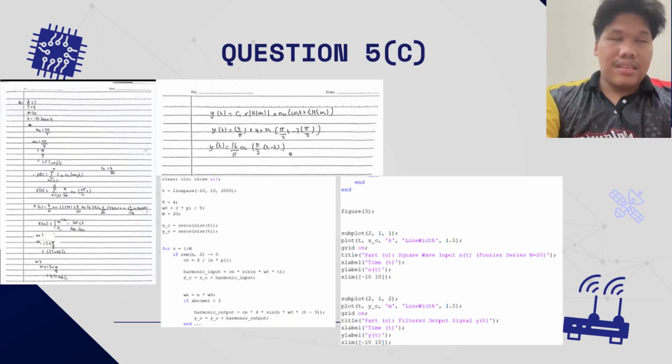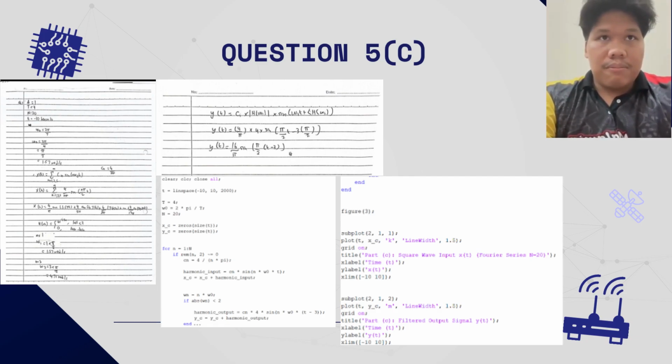For part C, we approximate a periodic square wave using a Fourier series sum of up to 20 harmonics. Passing this through our filter removes the sharp edges and high order harmonics, so the result is a smooth delayed sinusoidal-like output wave.